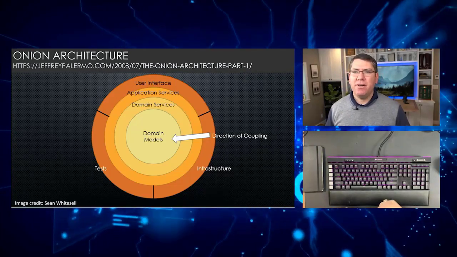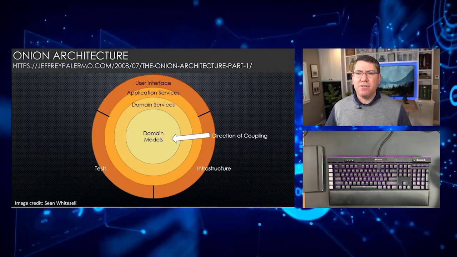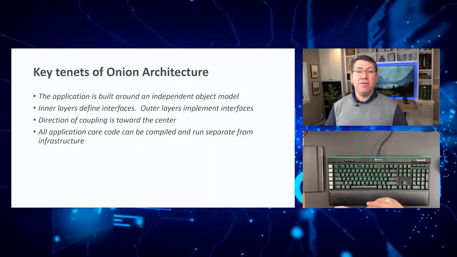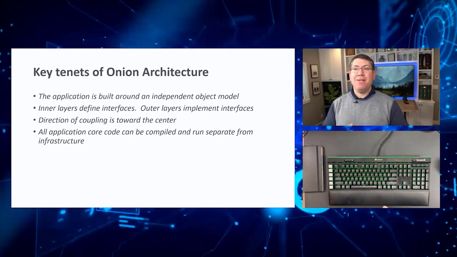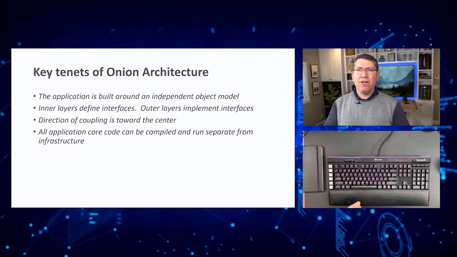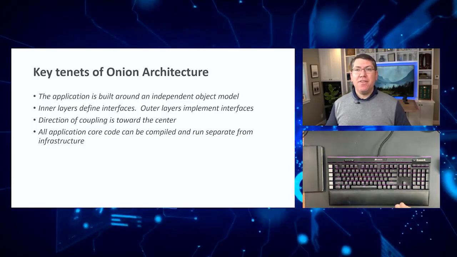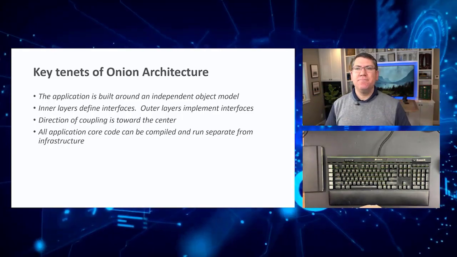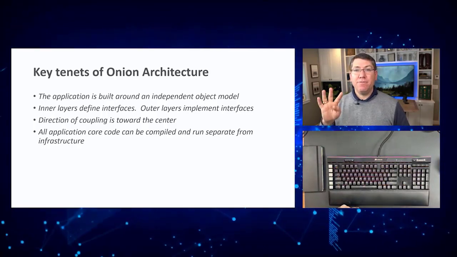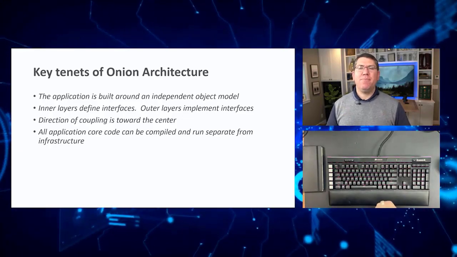And if you'd like to catch up on prior publishing about Onion architecture, you can search jeffreypalermo.com and find the original articles. I'll leave you with the four tenets of Onion architecture, and they are: first, the application is built around an independent object model. Number two, the inner layers define interfaces. The outer layers implement the interfaces. Number three, the direction of coupling is toward the center. And number four, all application core code can be compiled and run separate from the infrastructure.